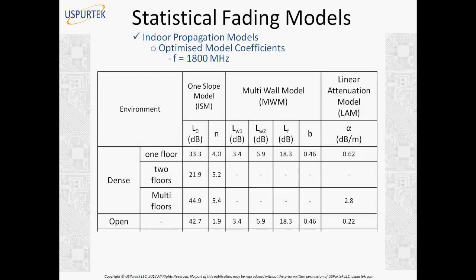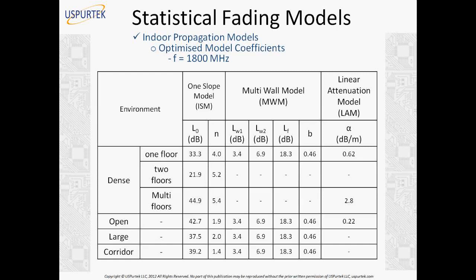So this is the table which enumerates some values which can be used when you are doing actual calculations for each of these indoor propagation models, and this is at 1800 megahertz. Of course, your frequency may not be exactly the same, and if it is different, then these constants may not apply directly, but still you can use these values to get some estimate of what the path loss will be.